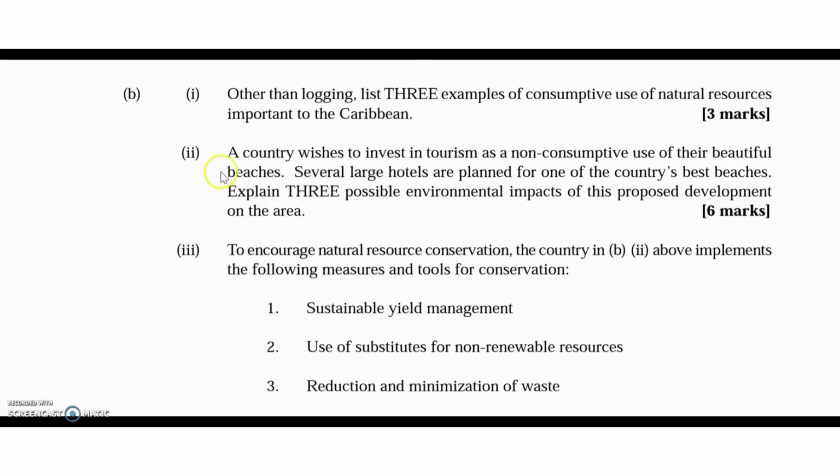Now, part 2. A country wishes to invest in tourism as in non-consumptive use of their beautiful beaches. Several large hotels are planned for one of the country's best beaches. Explain 3 possible environmental impacts of this proposed development on the area. So they want to construct a large hotel. That is the objective, the plan for that particular country.